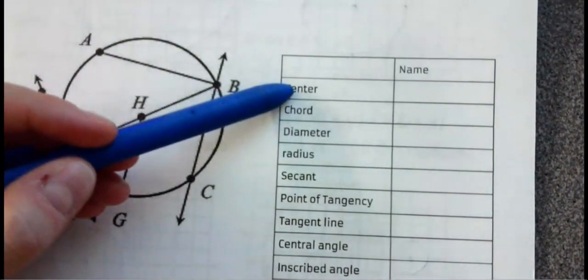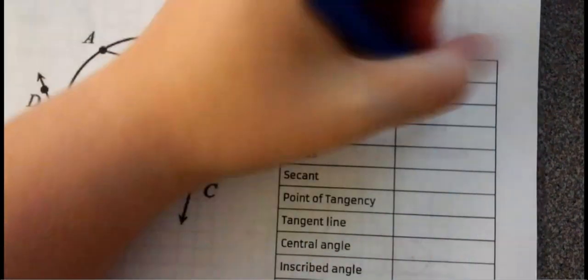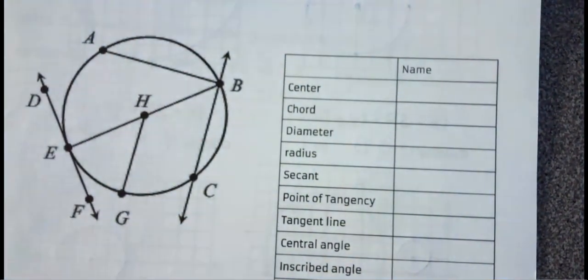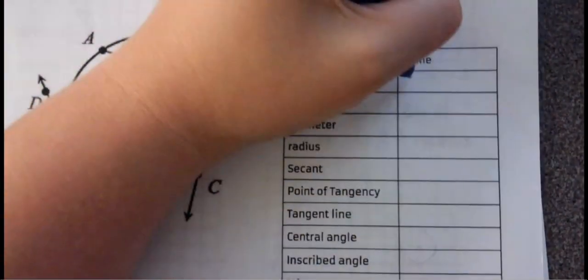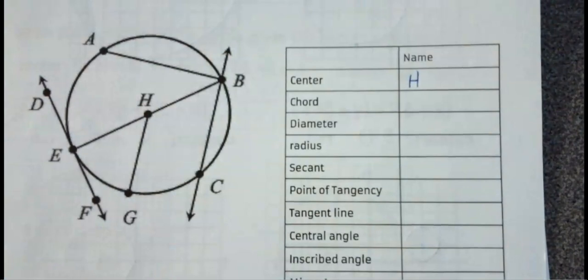So we will do, the center is just going to be a point. Like, where's the center of the circle? What's it called? Who knows? Who wants to throw it out there? H. Beautiful. Yep. So the center is H.